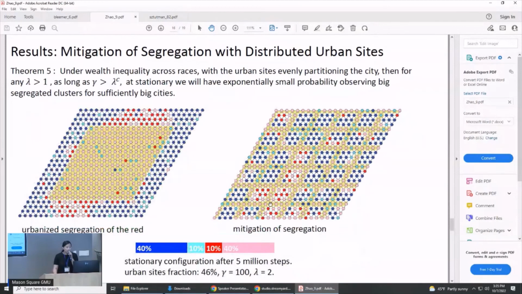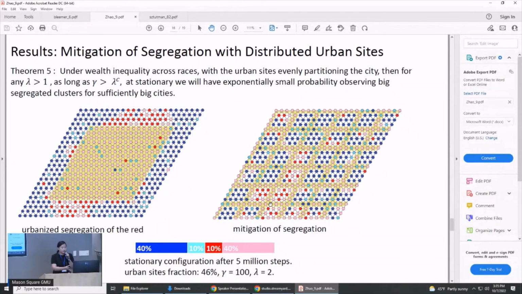So if we place the results of urbanized segregation and our results of mitigation of the segregation together, we would find that every setting is the same. The racial biases are the same for these two settings. The economic incentives are the same. And even the urban size fractions are the same.